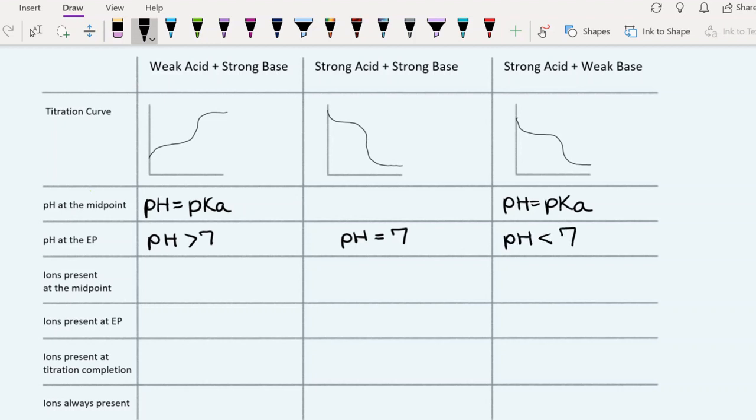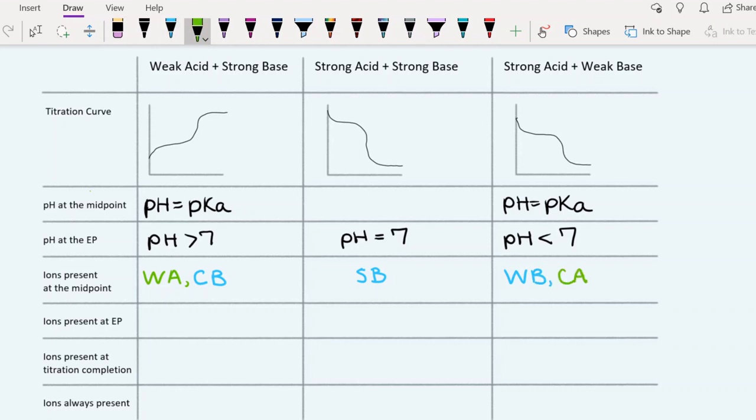Now let's go through what ions are present. For this strong acid, strong base titration, at the midpoint, the strong base remains. For the weak acid, strong base titration, some weak acid remains, and some weak acid has reacted with the strong base to form the weak conjugate base. It's the opposite for the strong acid, weak base titration. We have the weak base and its conjugate acid.